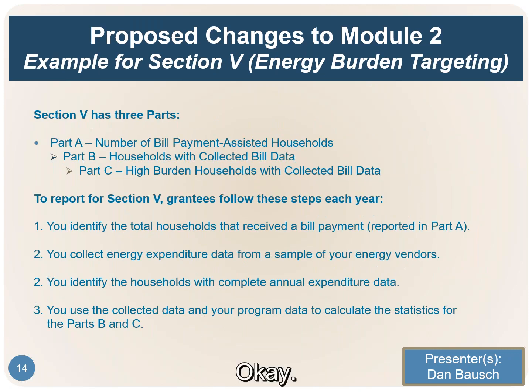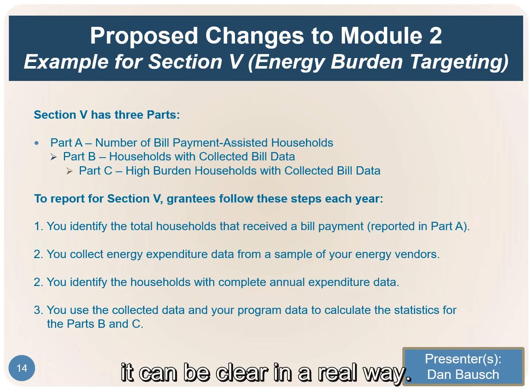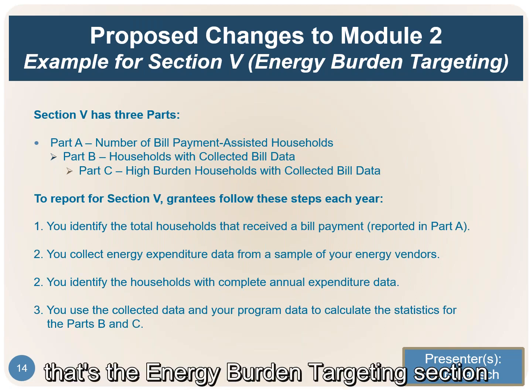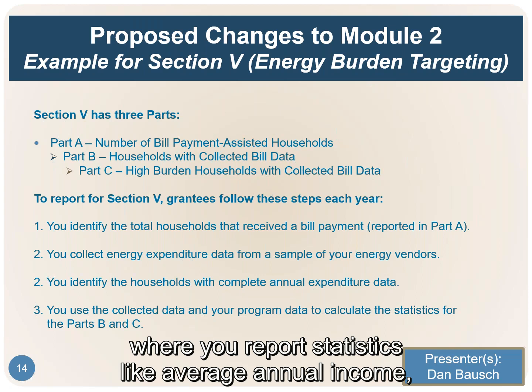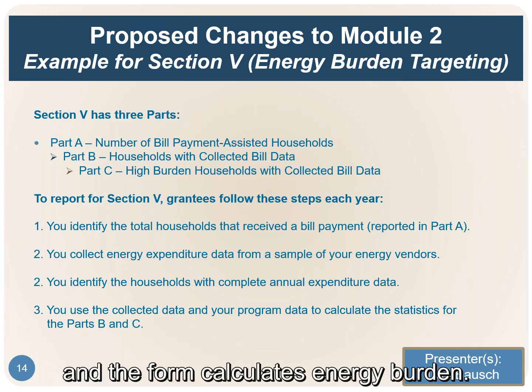Okay, so it's always helpful to look at examples just to make sure we understand and to make sure it can be clear in a real way. So we're going to look at section 5. That's the energy burden targeting section where you report statistics like average annual income, average annual main heating bill, and the form calculates energy burden.